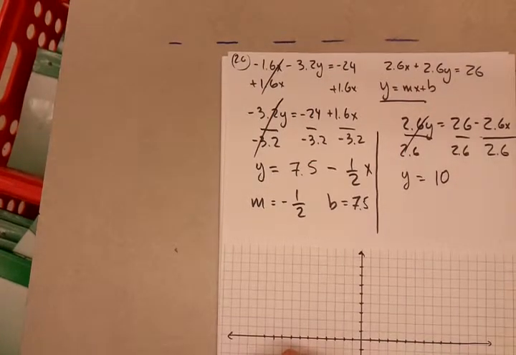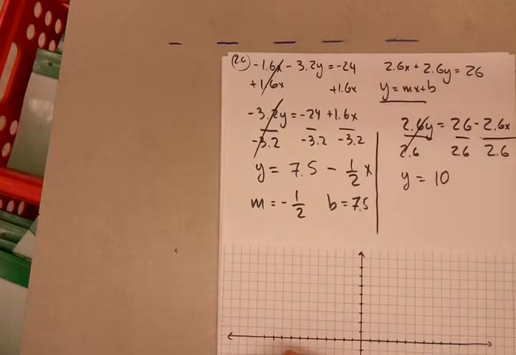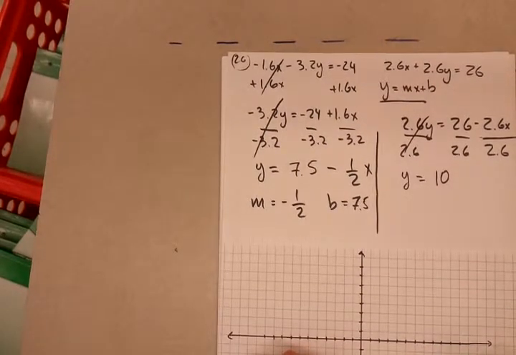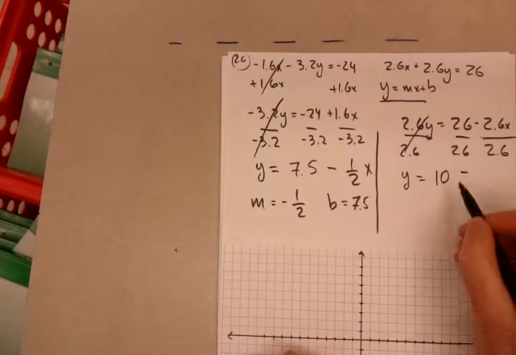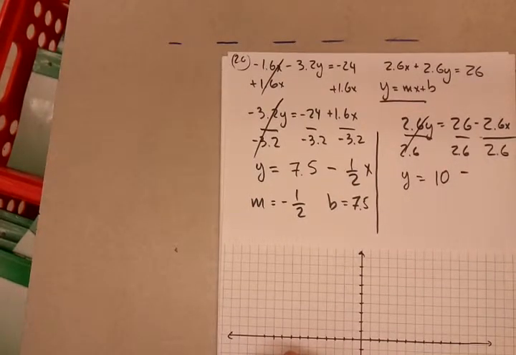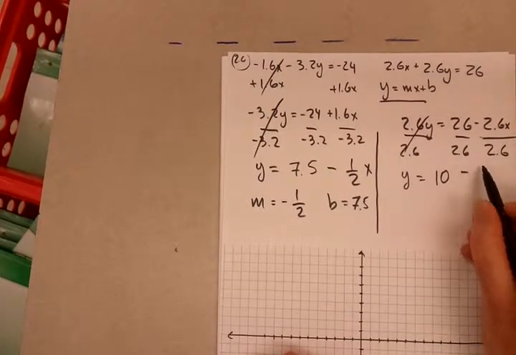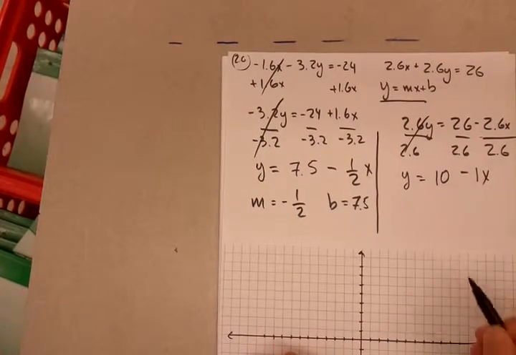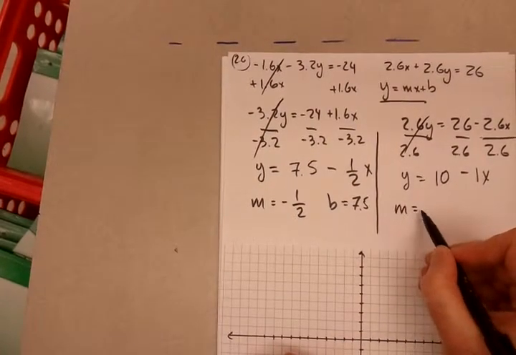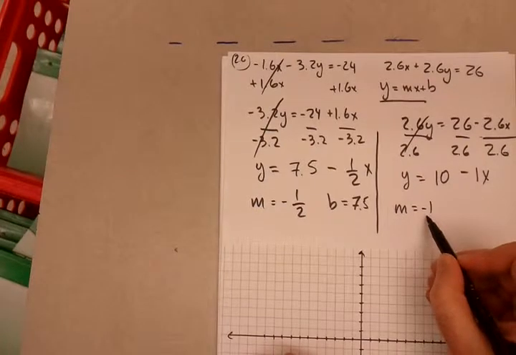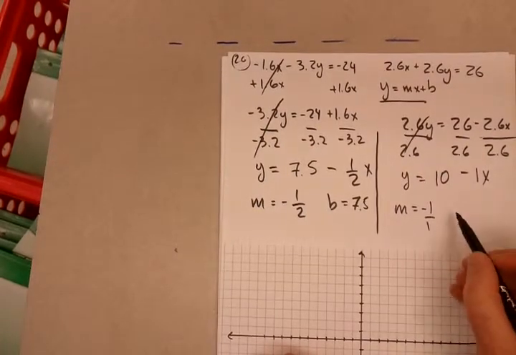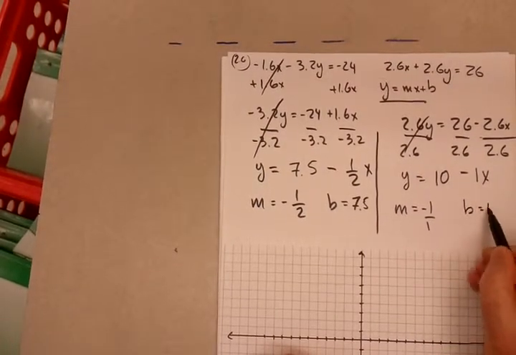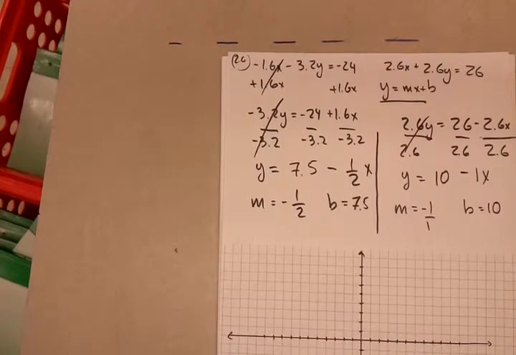And negative divided by a positive, that's going to yield us negative. And 2.6 divided by 2.6, that's going to yield us a 1x. So here the slope is negative 1, or negative 1 over 1, just to make it easier. And the intercept is 10. Next step is to graph these two and see where they intersect.